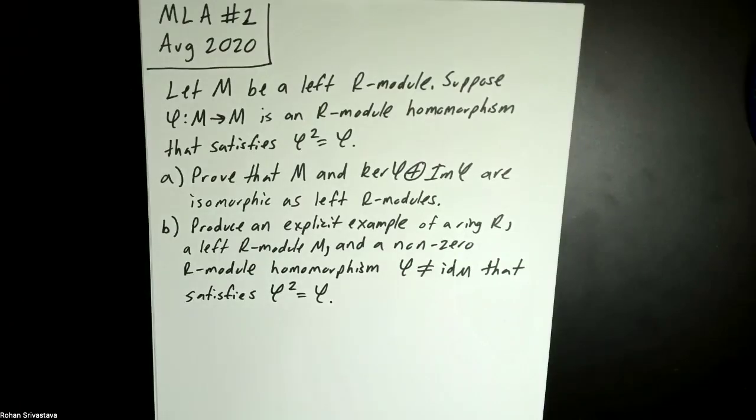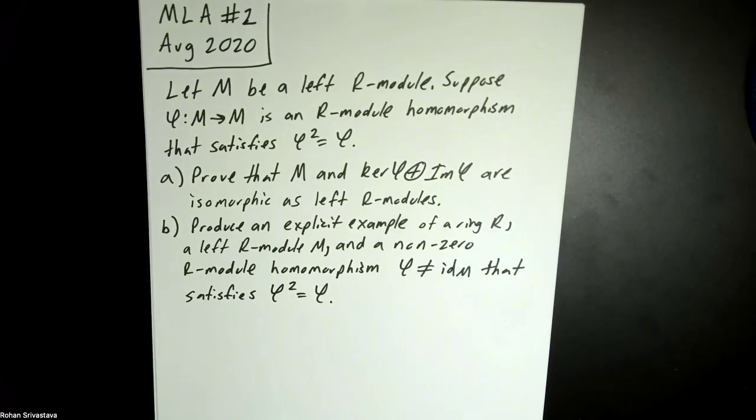Okay, so this problem says the following. Let M be a left R module. Suppose that phi from M to M is an R module homomorphism that satisfies phi squared is equal to phi. Then there are two parts. Part A says prove that M and the direct sum of the kernel of phi and the image of phi are isomorphic as left R modules.